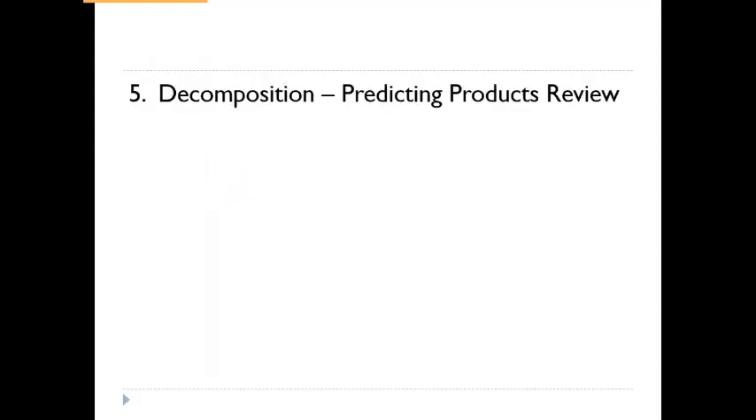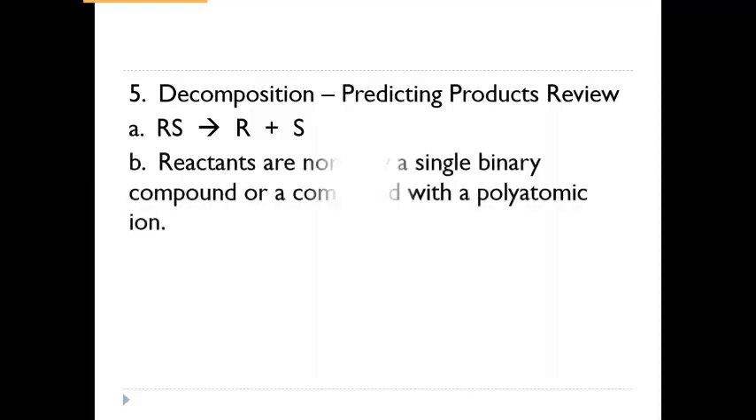So just a quick review of decomposition. You are taking a compound and breaking it apart into 2 elements, or it could be a compound and an element, but you're breaking it apart into 2 items at least. It could be 3, but usually 2. The reactants are normally just a single binary compound. All of our examples in today's video were binary, but it doesn't have to be. Sometimes it is a much larger compound. If there's a polyatomic ion in it, then you could get various different products.